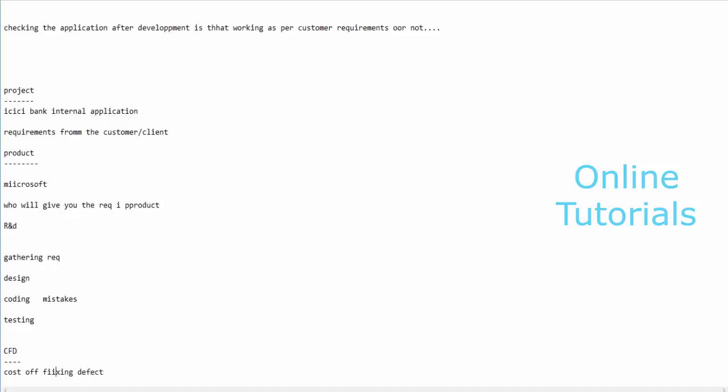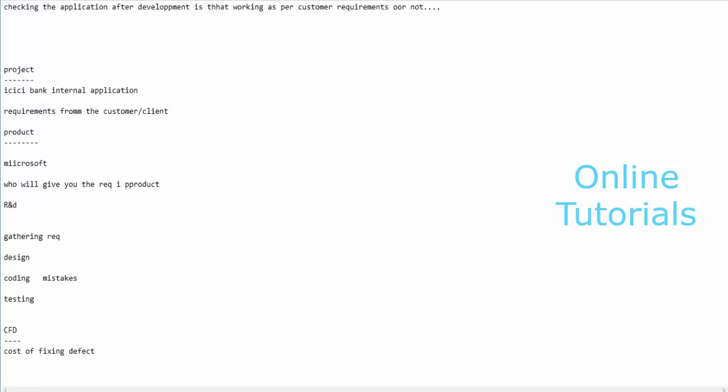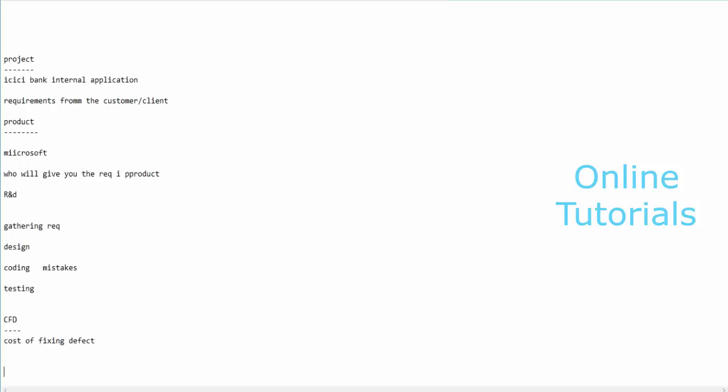It's the cost of fixing a defect. What it means is, if a particular defect comes into the picture and you want to resolve it, how much time or how much budget it takes has to be calculated. So if you find some mistake in the testing phase, the cost of fixing the defect will be more, right?